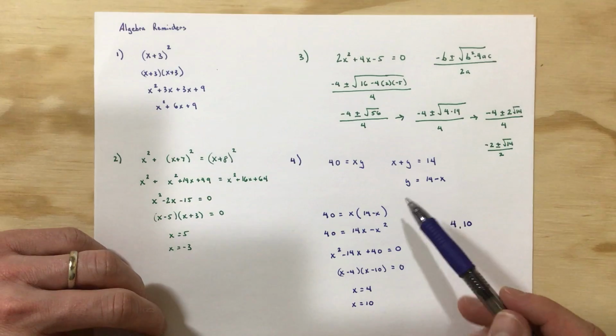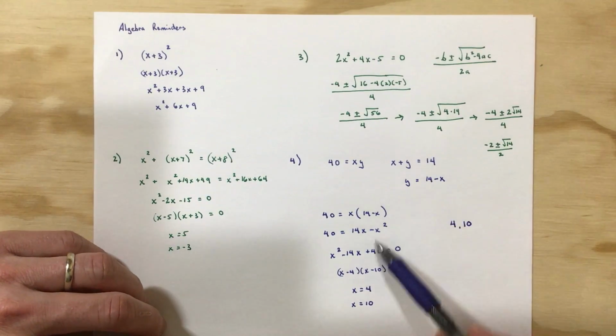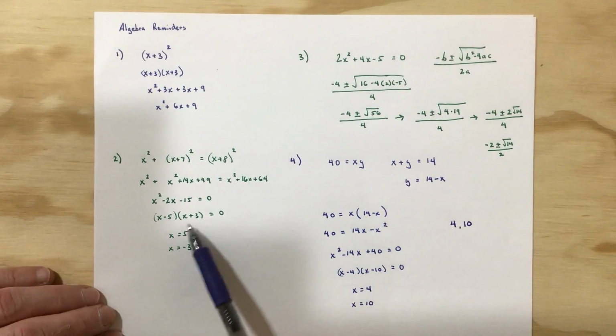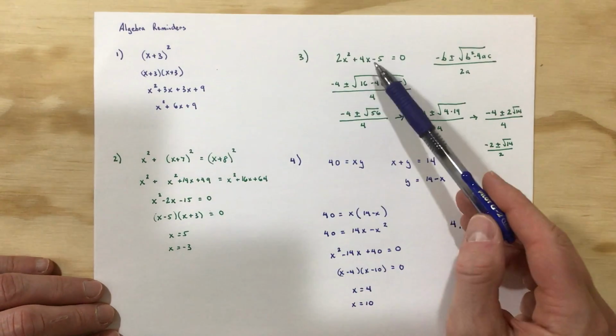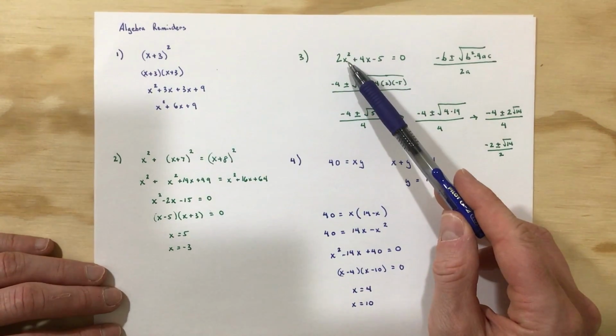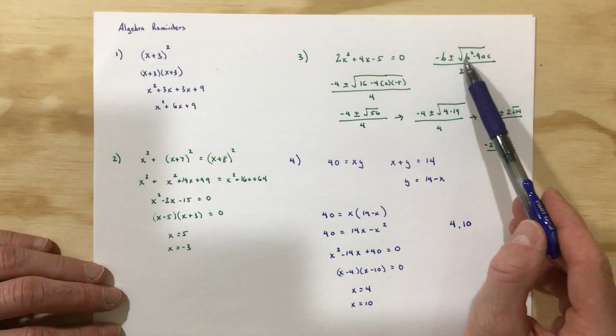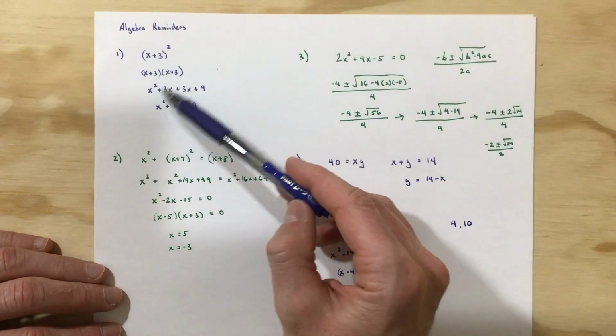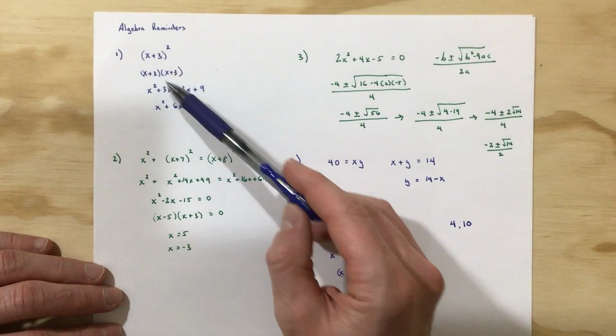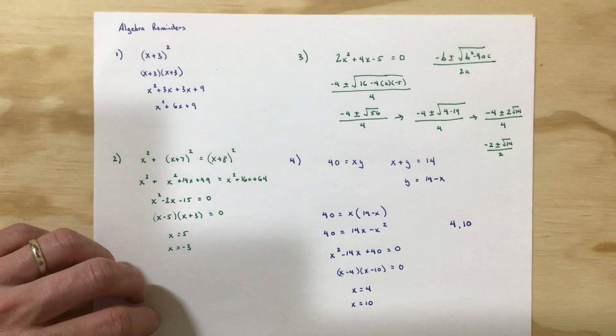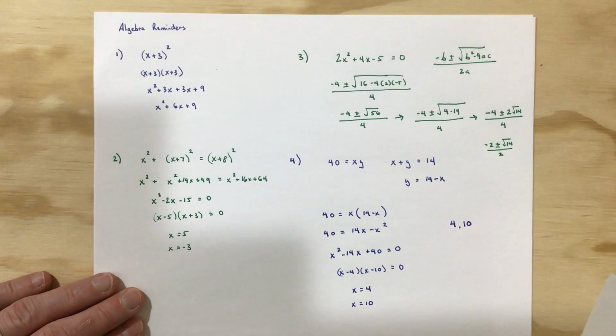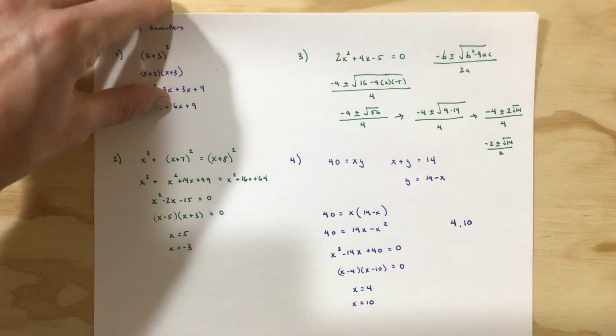So that was me solving this by substitution and then solving by factoring. This was solving by factoring. This one couldn't be solved by factoring. Remember, it's a quadratic, so I'd use the quadratic formula. This isn't even an equation, right? This is just an expression. That's just me simplifying that. Okay, so take a look at those. All right, let's do the next set.